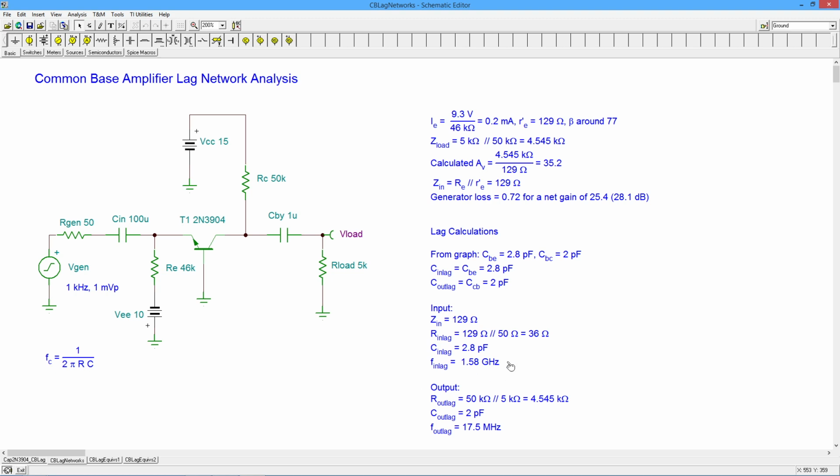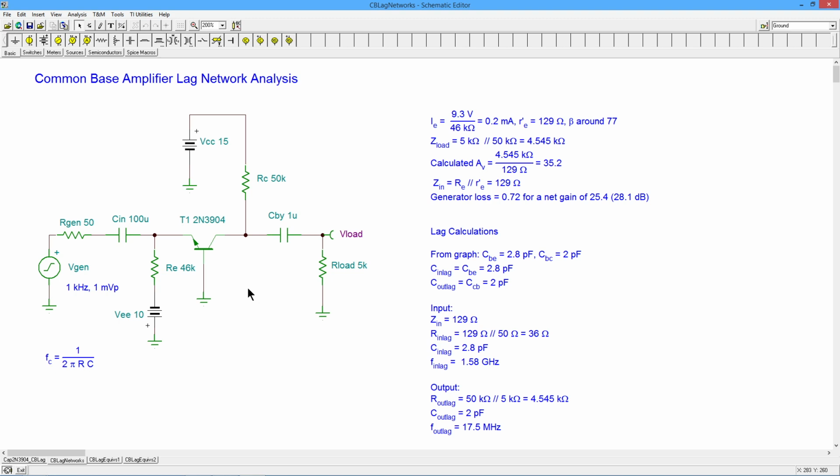All right, so the last thing is, how do we check the 1.58? Well, we don't. It's a crazy number. Don't even worry about it. Unfortunately, there's no easy way to do a translation. In the lead network analysis and some of the other lag network videos I've done, we can do a frequency translation because there happens to be one component that in isolation can be used to set the critical frequency. For example, if you're doing a lead, you could just take C in and increase or decrease it, depending on whether you wanted to make this other capacitor critical, or the other way around.